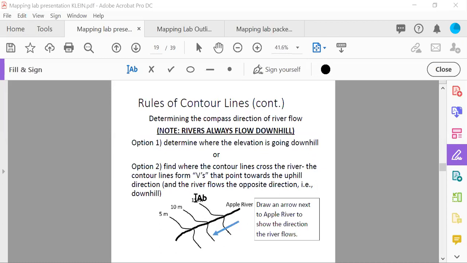So in this case, you have this contour line is labeled as 15 meters. This is 10 meters, and that's 5 meters. So the southwest direction, going the way the arrow is pointing, shows going from 15 to 5 meters, that's going downhill.